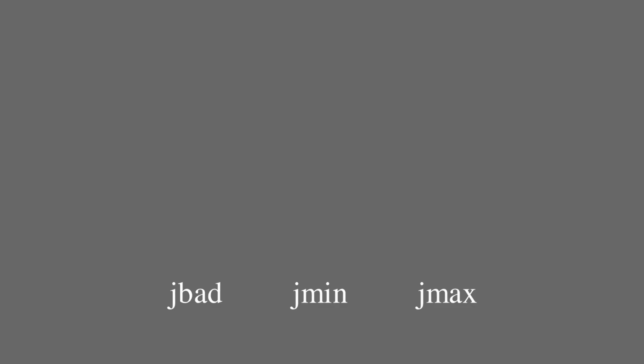How do we count all of them without checking every single possible subarray? That would be too slow. We need something slicker. Enter the sliding window approach. We use 3 special indices. Let us call them JBAD, JMin, and JMax.